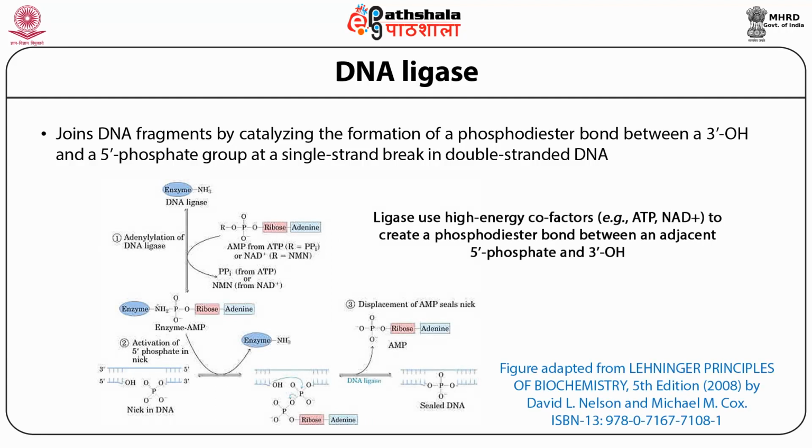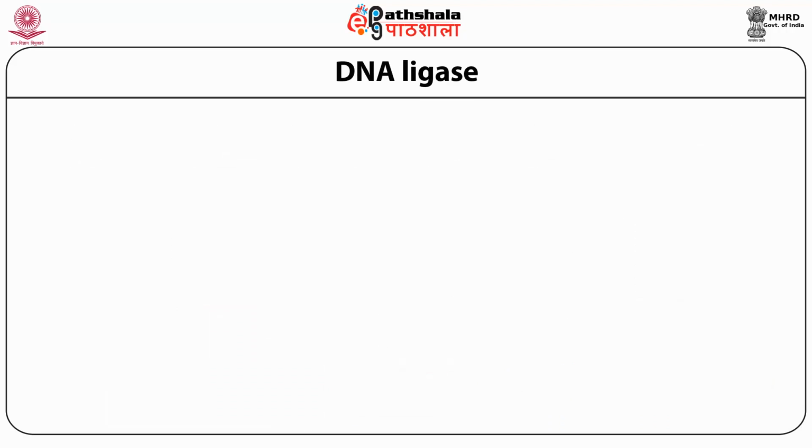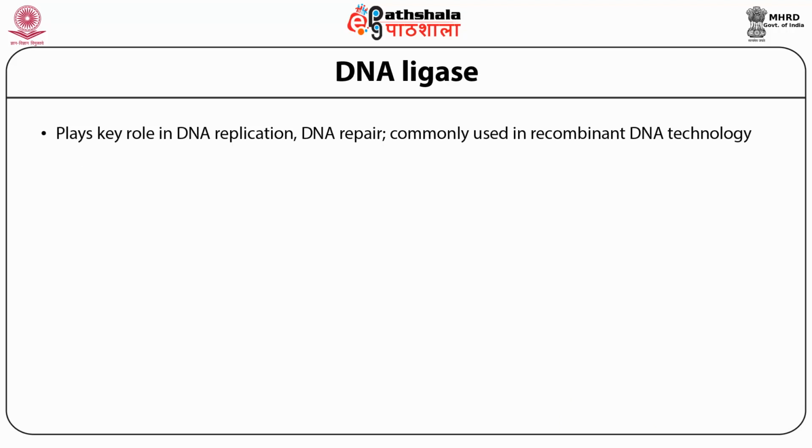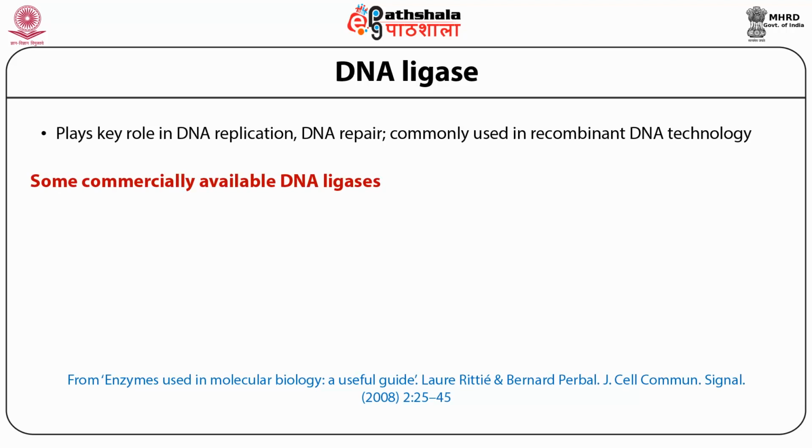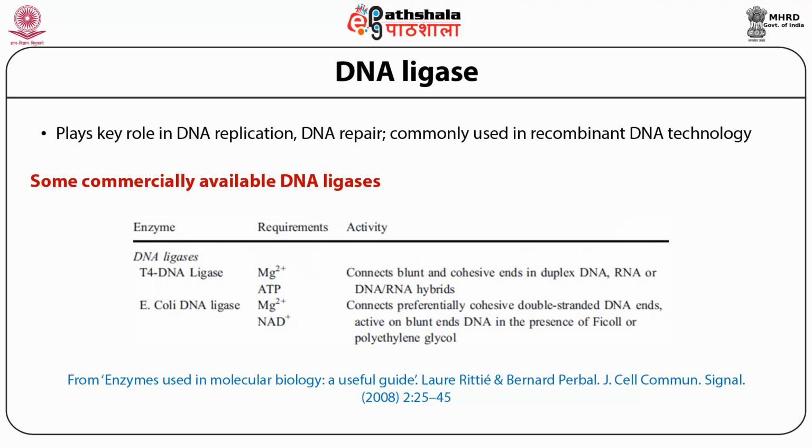They use high-energy cofactors such as ATP and NAD+ to create a phosphodiester bond. DNA ligases play a key role in DNA replication, DNA repair, and they are very important in recombinant DNA technology. Some commercially available DNA ligases are T4 DNA ligase that requires magnesium and ATP to work. It can connect blunt as well as cohesive ends in duplex DNA, RNA, or DNA-RNA hybrids.